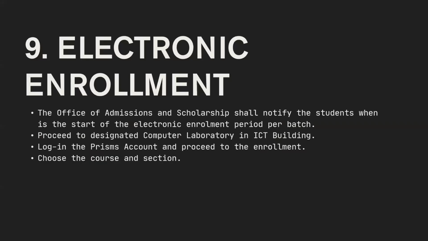Next step, electronic enrollment. The Office of Admission and Scholarships shall notify the student when it is the start of the electronic enrollment period or per batch. Proceed to the designated computer laboratory in the ICT building. Log in to the PRISM account and proceed to the enrollment. Choose the course and section.